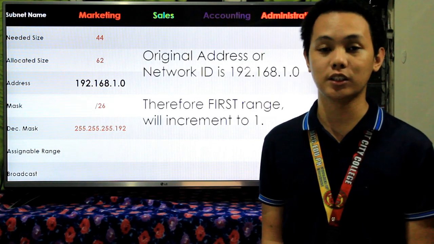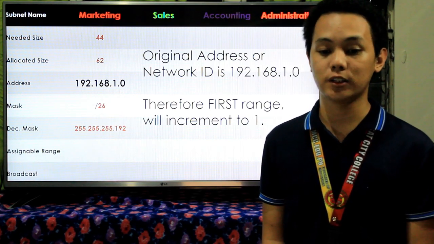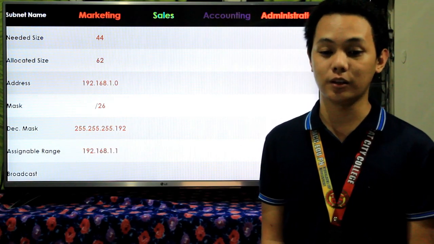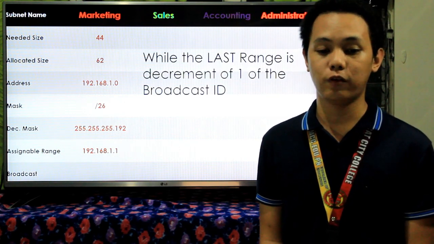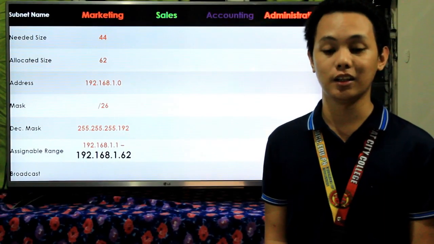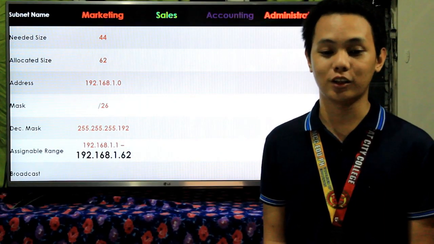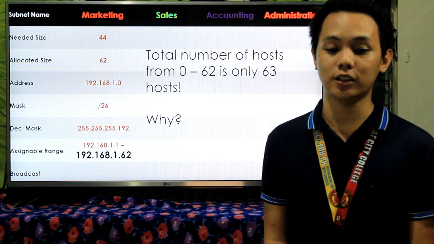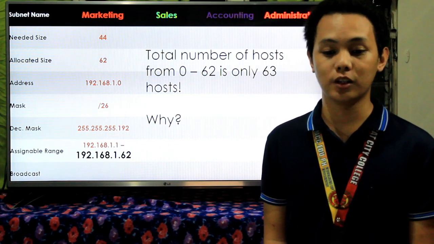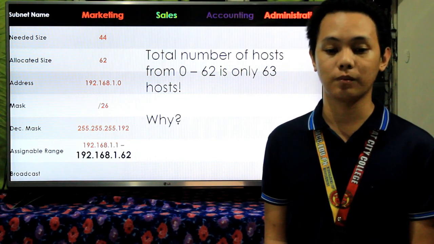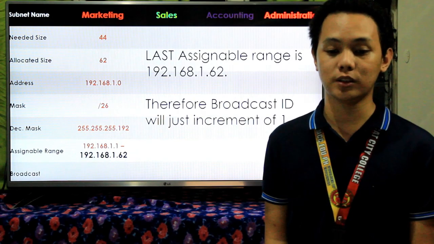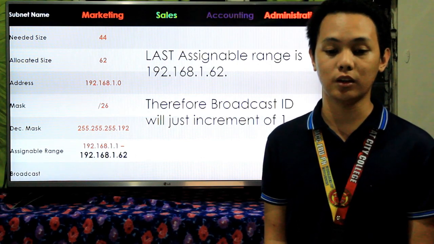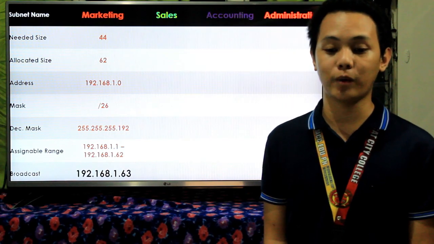To compute the assignable range, for the next IP address we just increment by 1 from the original network ID, 192.168.1.0. Therefore, the first range will be 192.168.1.1, while the last range is the decrement by 1 of the broadcast ID. Therefore, the last range is 192.168.1.62. Counting addresses 0 to 63 gives 64 IPs, matching the allocated size of 64 hosts, because the highest address will be used as the broadcast ID. Last assignable address is 192.168.1.62. Therefore, the broadcast ID is 192.168.1.63, and that's the marketing department distribution of hosts.